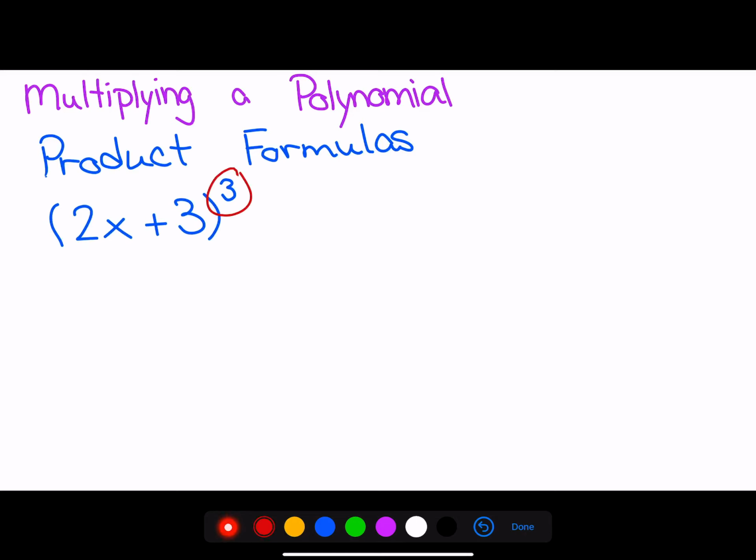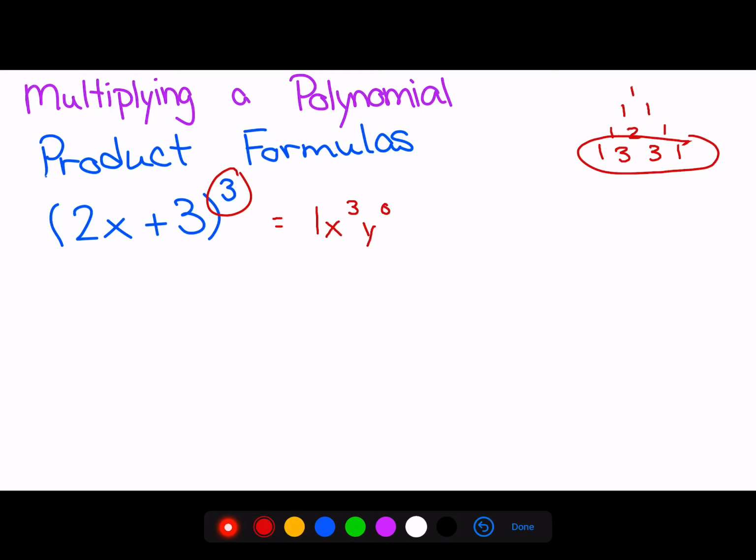Let's use Pascal's triangle. Let's raise to the third power. So I'm going to create my little Pascal's triangle: 1, 3, 3, 1. We're working with the third power, so it's this row. So therefore, we should have, this is the same as 1x cubed y to the 0. This is a plus, so everything's going to be positive.